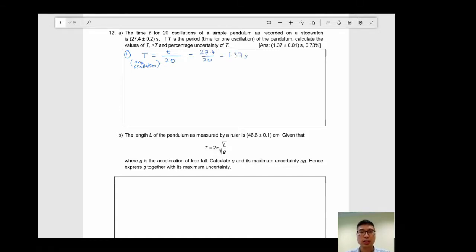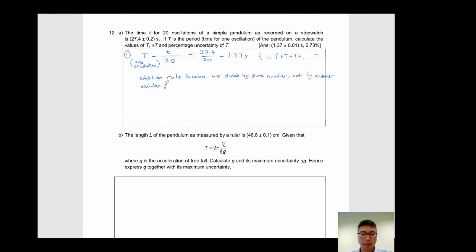Is this addition, subtraction, multiplication, or division? Which uncertainty rule do we use? The time for 20 oscillations is actually one oscillation plus one oscillation plus one oscillation, 20 times, right? Actually, this is more like an addition rule rather than a division rule. We use the addition rule because we are dividing by a pure number, not by another variable. So in this case, the error in the period will be 1/20th of the error in the time for 20 oscillations. We can express the period as follows.